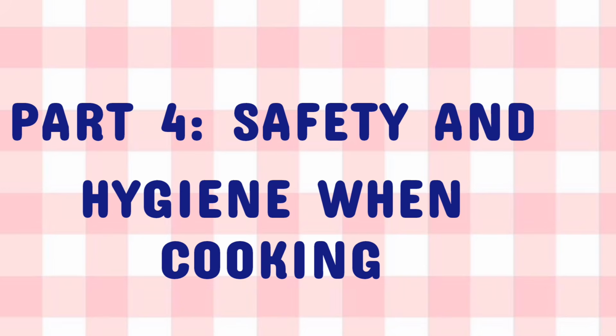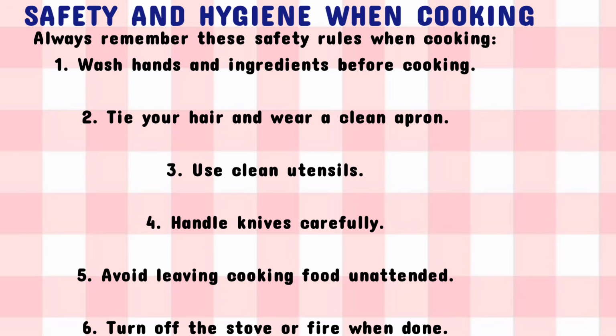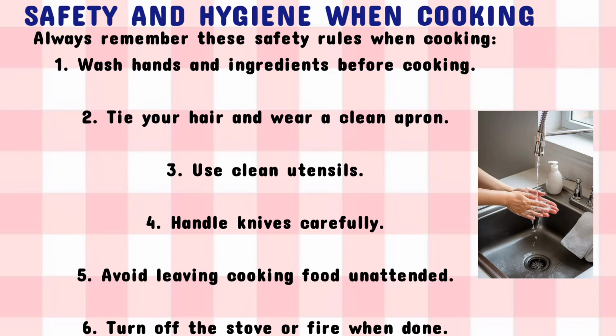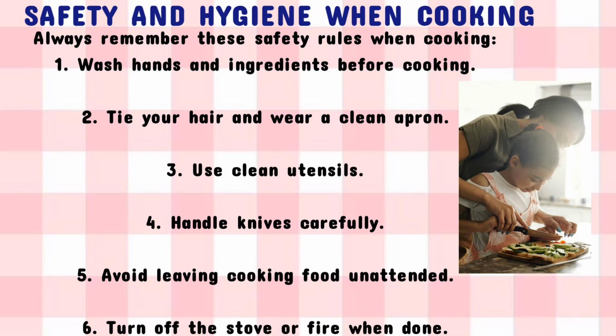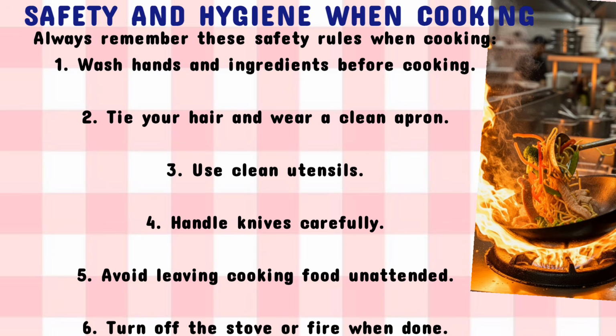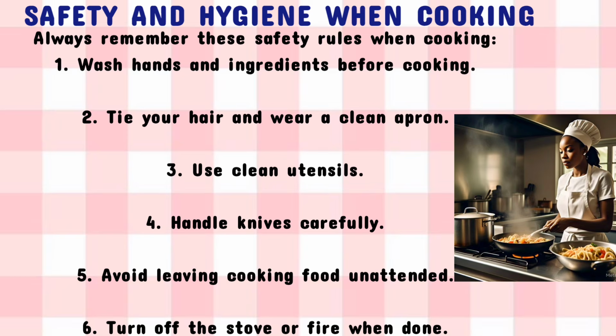Part 4 is safety and hygiene when you're cooking. So every time that you're cooking, you should always remember these safety rules. Always wash your hands and the ingredients before cooking. Tie your hair and wear a clean apron. Use clean utensils and be careful when handling knives. Avoid leaving cooking food unattended and turn off the stove or the fire when you are done cooking. Safety first.